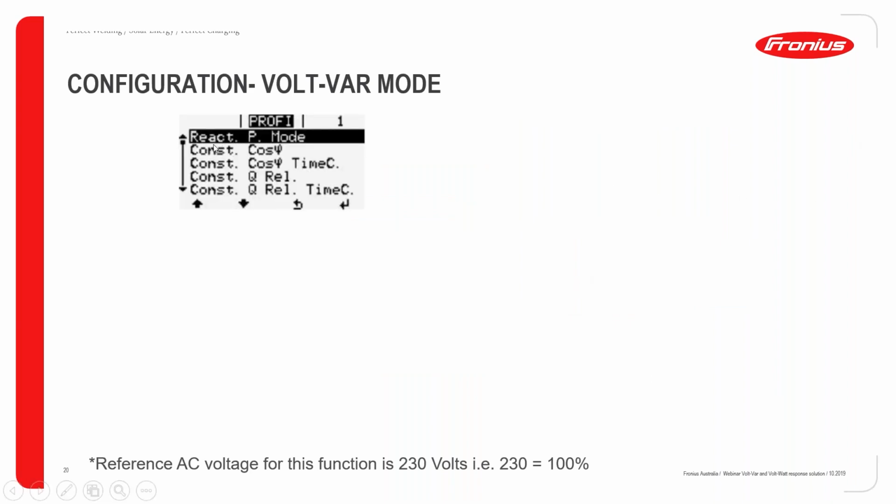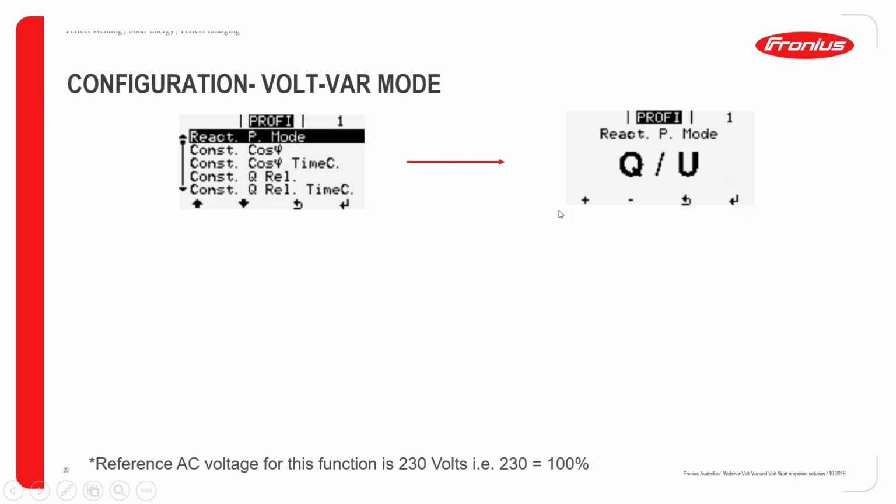Let's select the first option, which is called react.p.mode. We enter that, press the fourth button, because we want to select the correct mode we are trying to implement today, which is the reactive power mode. So reactive power mode, it says here, and Q here stands for the reactive power. As Sam was explaining, U stands for voltage in this case. So we want to implement the reactive power depending on the voltage. So this is the correct mode we want to add today.